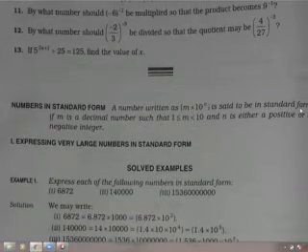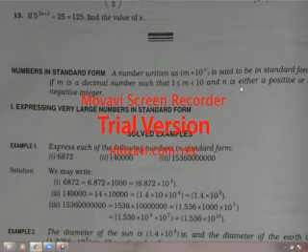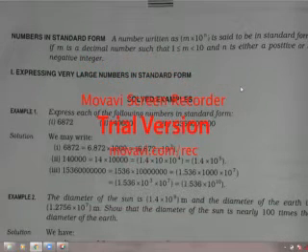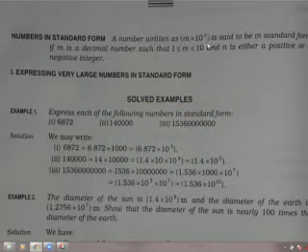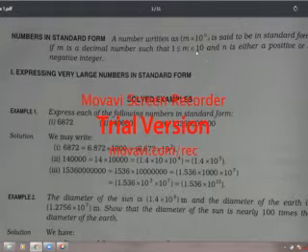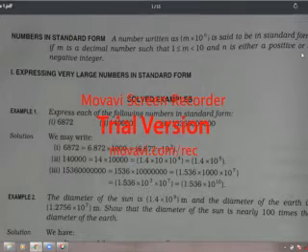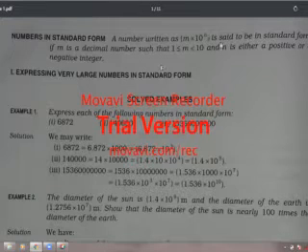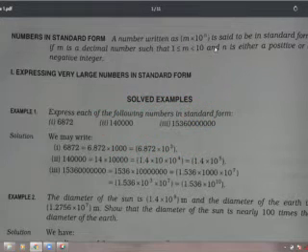So, for that, today I had just started numbers in standard form. A number written as m into 10 to the power n is said to be in standard form if m is a decimal number such that m is greater than or equal to 1 and less than 10, and n is either a positive or negative integer. Then this m into 10 to the power n means what? Standard form, where m should be greater than 1 and less than 10.